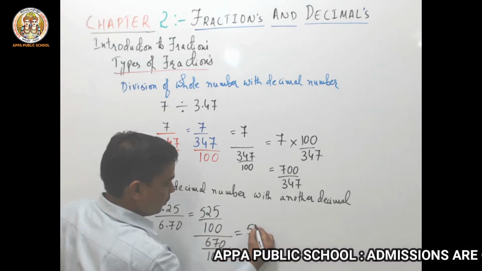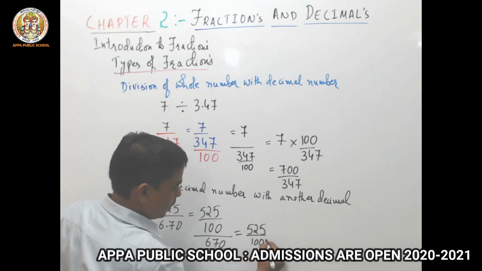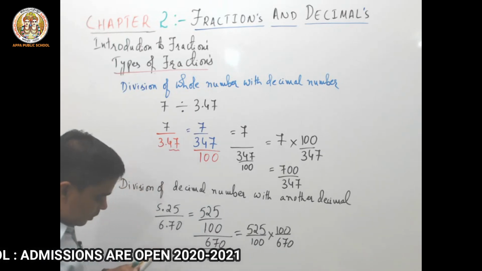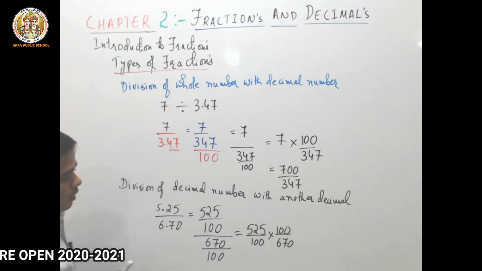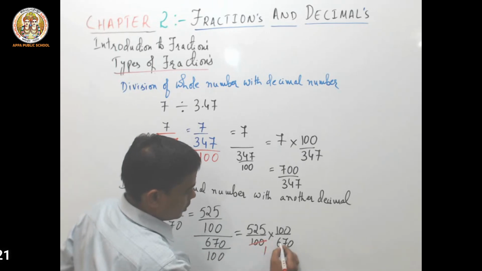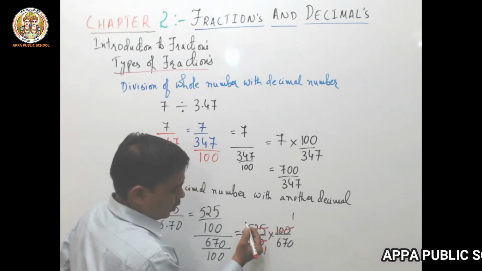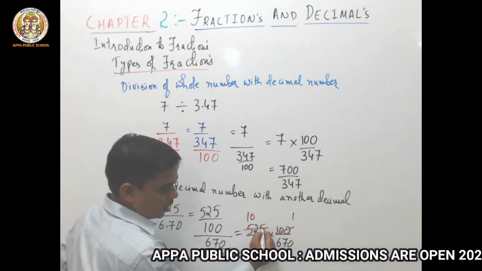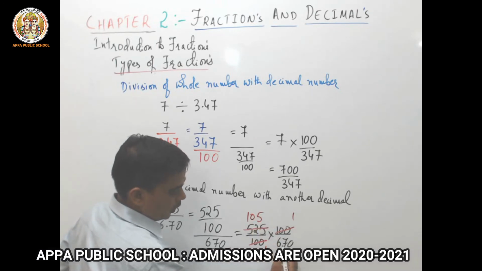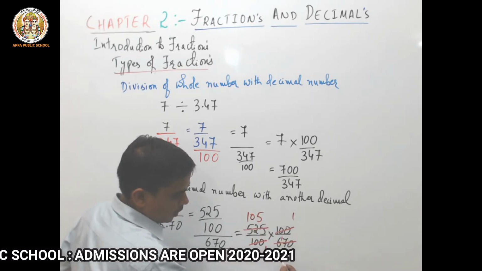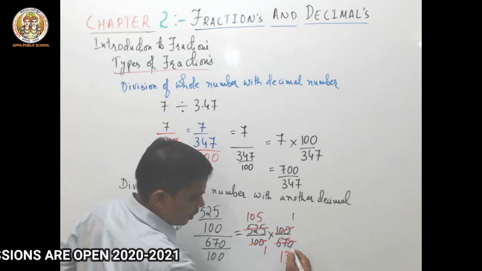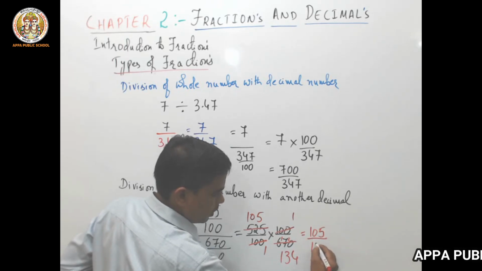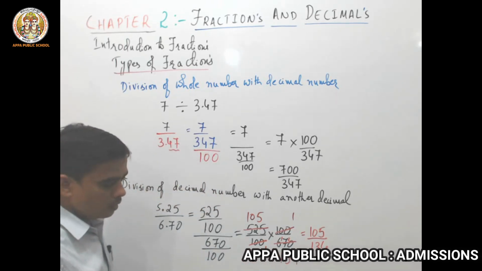Now take the reciprocal: 525 divided by 100 into 100 divided by 670. So here I will cancel it. 100 ones are 100. Go with the 5 table. 5 ones are 5. In the 5 table 2 will not come, so you have to take 0 and borrow this number. Now it became 25, 5 5s are 25. 5 ones are 5, 1 remained. 5 3s are 15, 2 remained. 5 4s are 20. So what is your answer? Your answer is 105 divided by 134. Right?